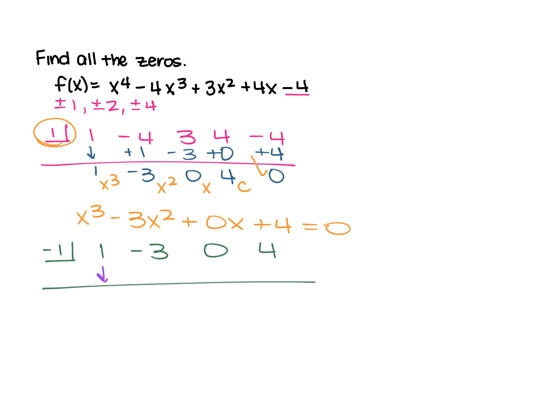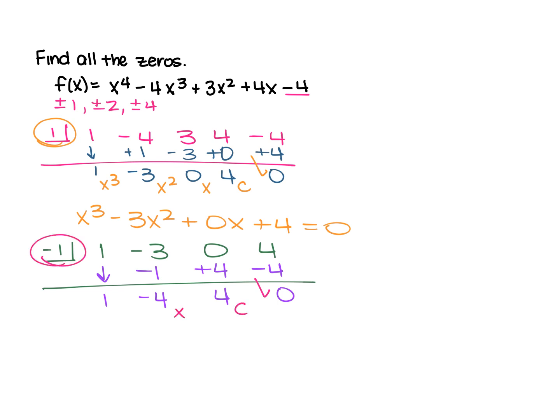I'm going to bring down the 1. Times negative 1 is negative 1. Negative 3 plus negative 1 is negative 4. Times negative 1 is positive 4. Plus 0 is 4. 4 times negative 1 is negative 4. 4 minus 4 is 0. Once again, I get 0 as my remainder, so that negative 1 is a solution.